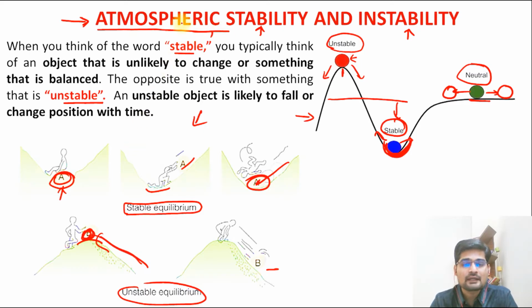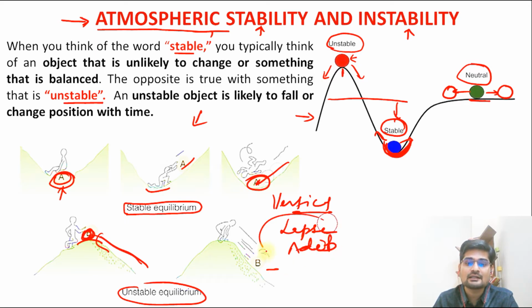For this, it is important to understand two important things. One is the vertical temperature distribution that we have learned in the form of lapse rate and adiabatic lapse rate. Lapse rate and adiabatic lapse rate tell us how temperature fluctuates as we move up in the atmosphere. Inversion of temperature we have also studied.